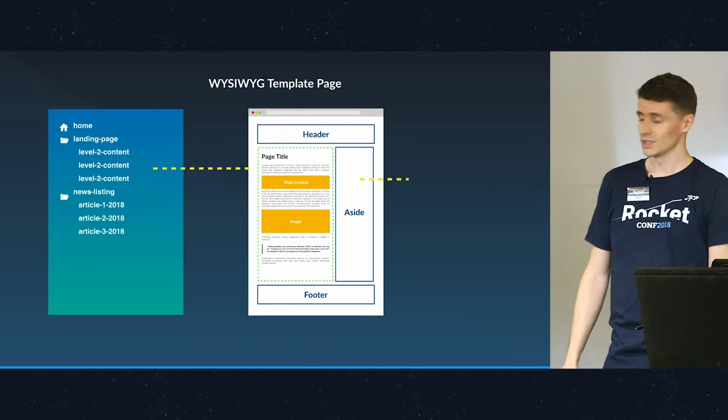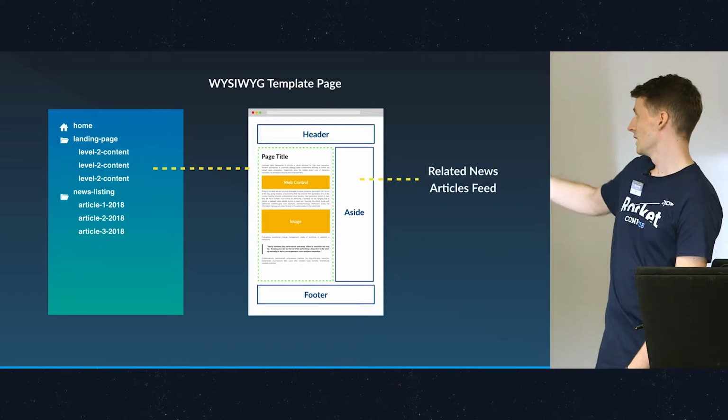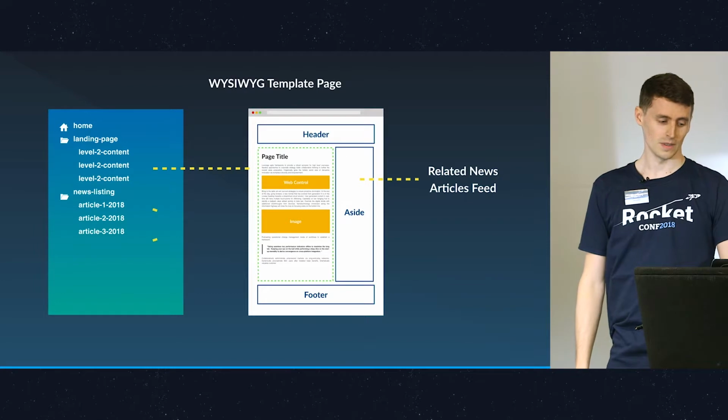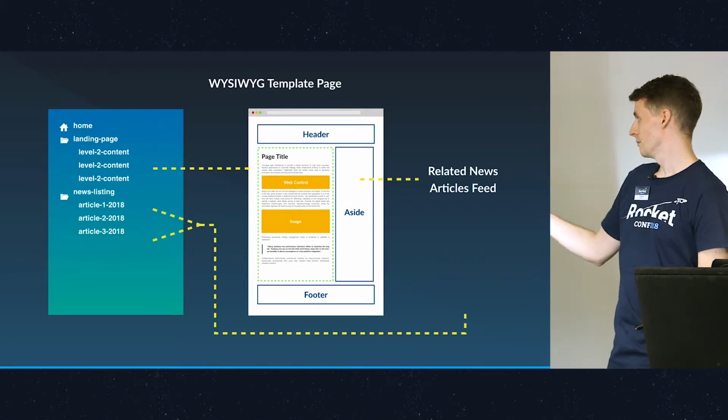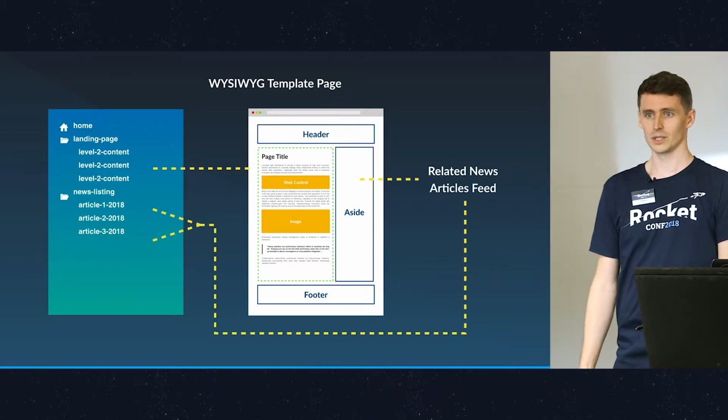One way you might have dynamic content is related across the site. You might have a related news articles feed in the sidebar, and that's being fed either manually or automatically, depending on the relationship.